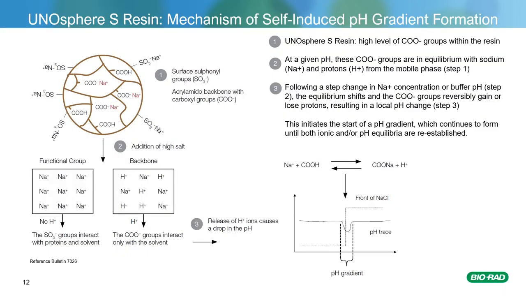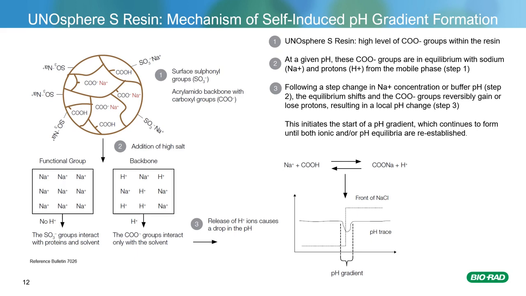I'd like to transition now to talking about self-generating on-column resin pH gradients. Now I'm going to talk a little bit about the mechanism of self-induced pH gradient formation. Unosphere S, with its acrylamido backbone, has a high level of carboxyl groups within the resin. What this means is that at a given pH, these carboxyl groups are in equilibrium with the sodium and protons from the mobile phase.